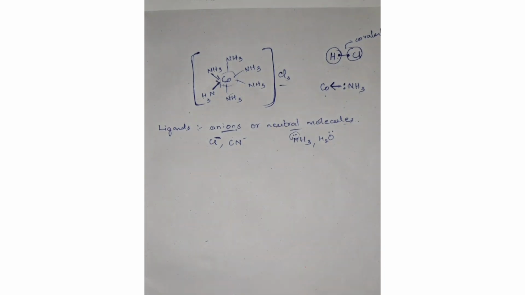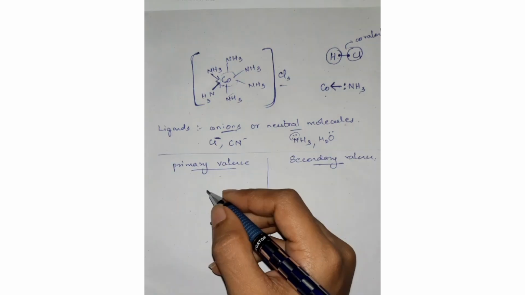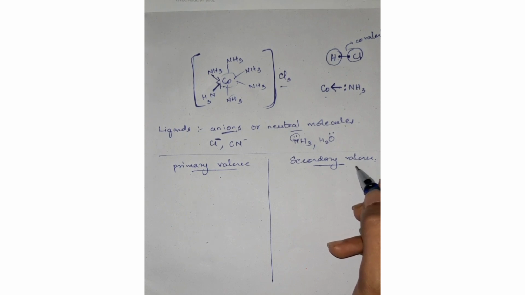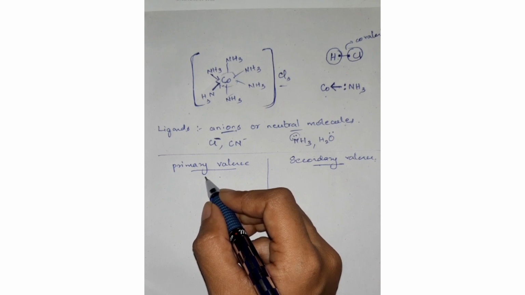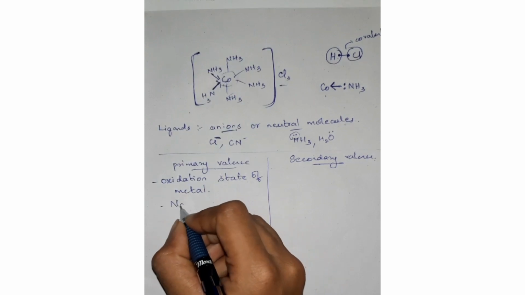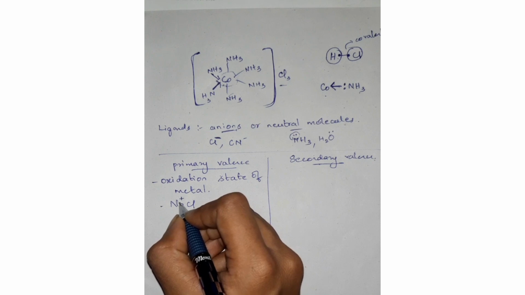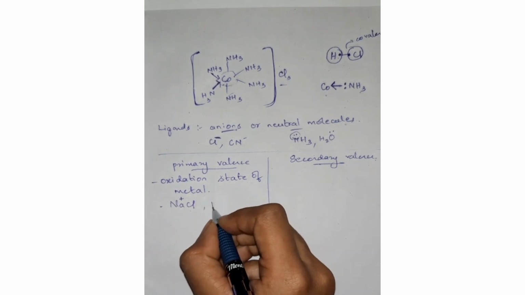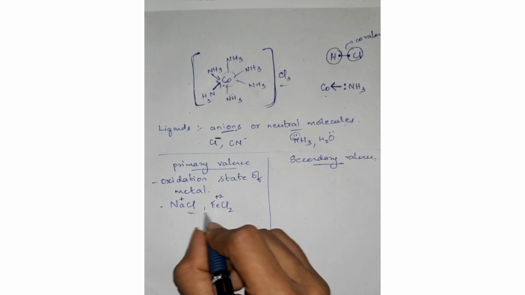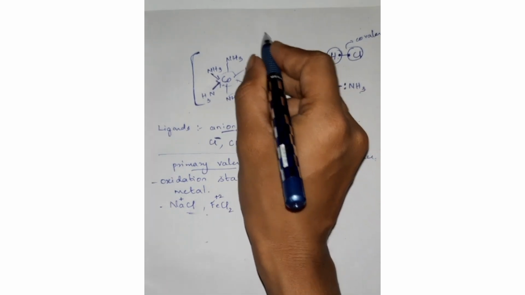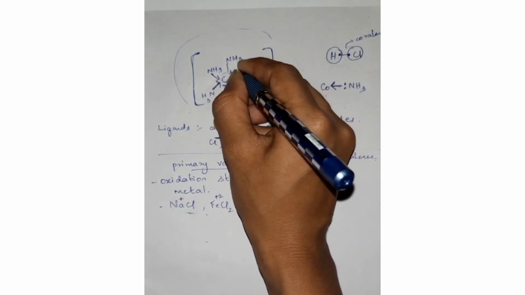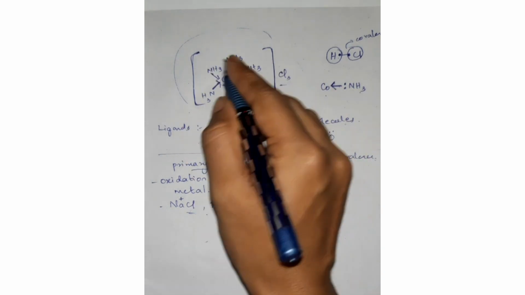Let us learn two more new terms, primary valence and secondary valence. What is primary valence? Primary valence is nothing but the oxidation state of the metal, and this oxidation state will be known to us. For example, in case of NaCl, the oxidation state of sodium will be +1. And if it's FeCl2, the oxidation state of Fe will be +2. There's a way to calculate the oxidation state of the metal, and I'll teach you that. But in this case, the oxidation state is +3, so the primary valence of this particular complex is +3.